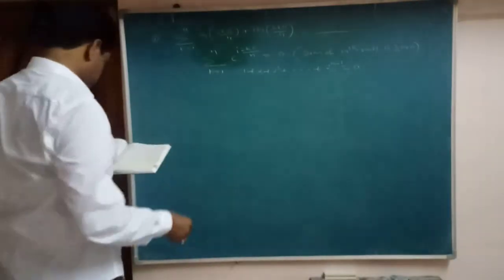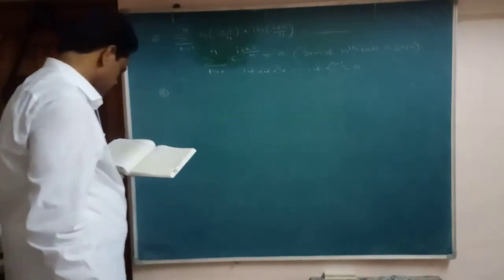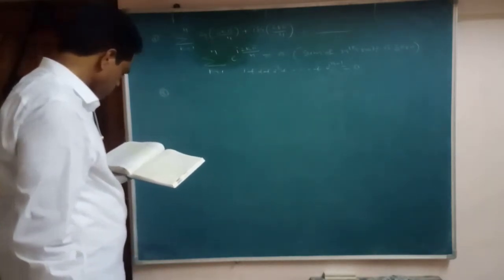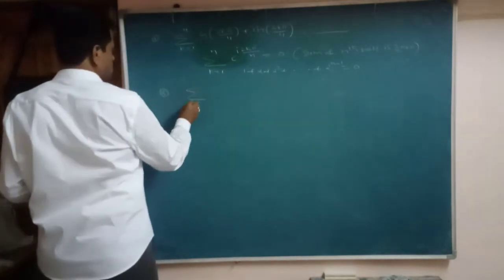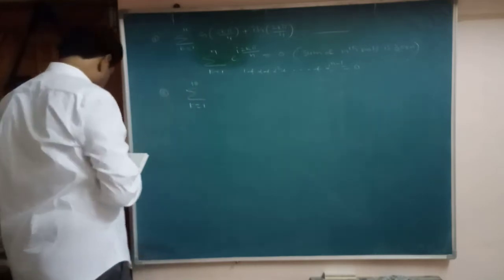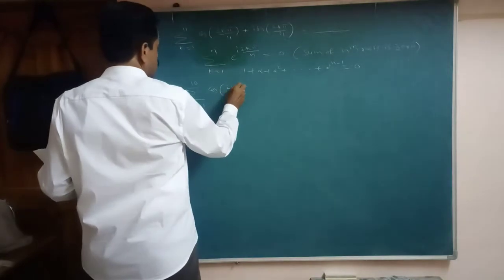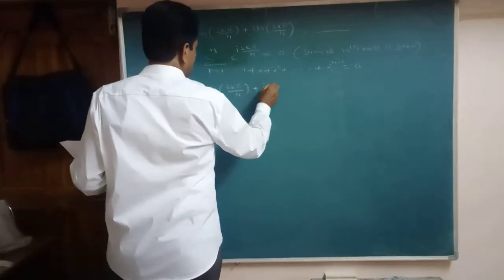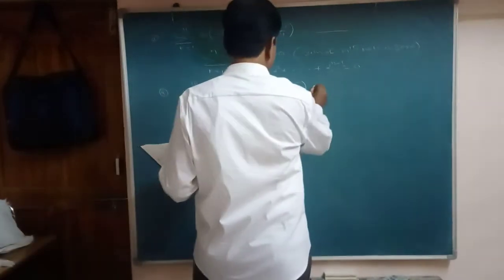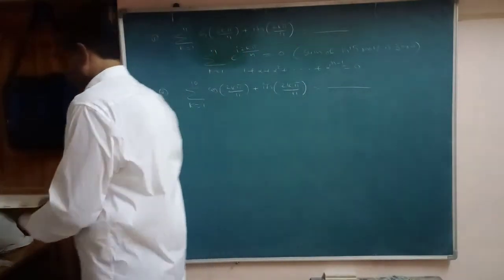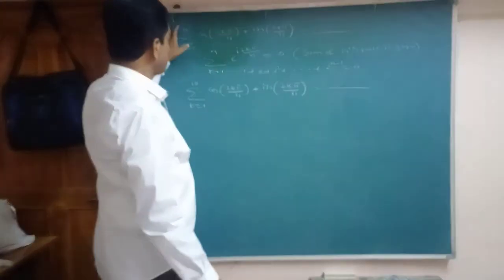Next one. Second one. Summation k equal to 1 to 10, cos of 2k pi by 11 plus I sin of 2k pi by 11 is dash. Here you observe here 11 parts, n is 11, from 1 to 11.